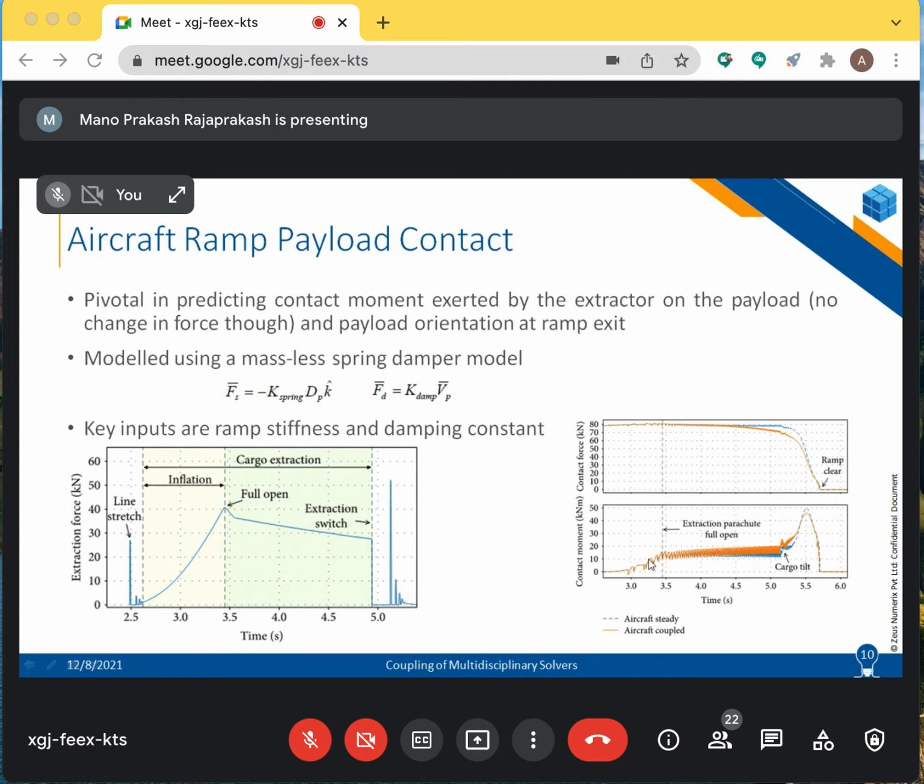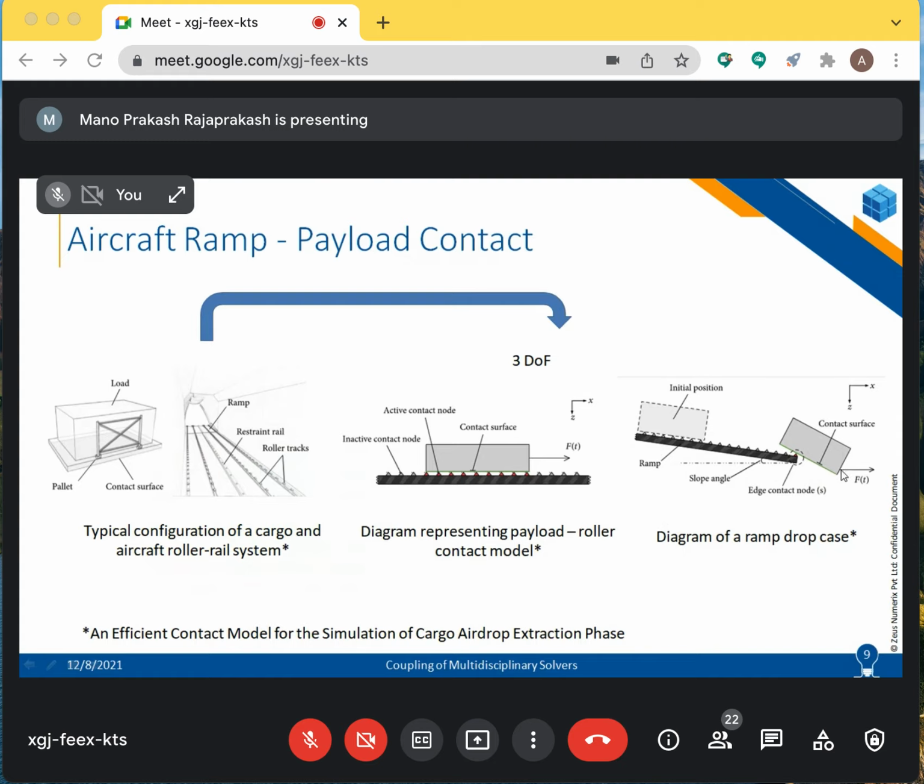Now, as we go to the contact moments, here we see that even though the force remains constant, there is a contact moment which needs to be modeled. So this is a very important modeling phenomenon, because again, I'll just briefly go to this particular slide. Here we see that there is an eccentric force that is consistently acting on the payload. You can see that the force is actually acting on one particular location on the payload. Imagine its CG is somewhere here.